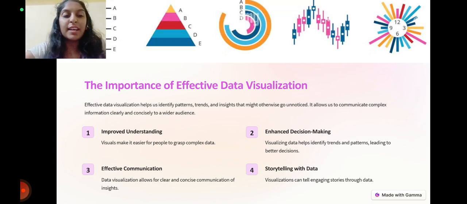That is, visualizing the data helps identify trends and patterns, leads to better decisions. Effective communication. Data visualization allows for clear and consistent communication of the insights. Storytelling with data. Visualizations can tell engaging stories through the data. By data visualization, it can tell the story. There is a lot of story behind one data visualization structure.